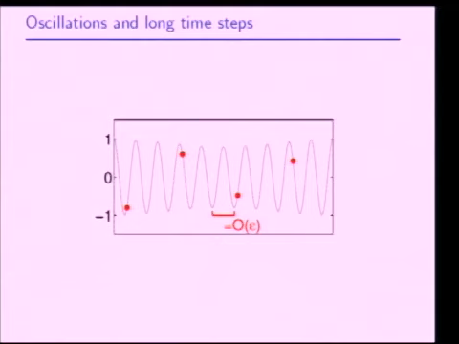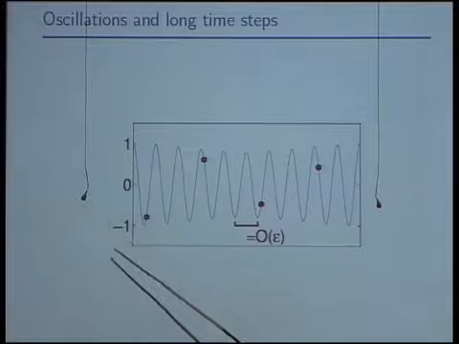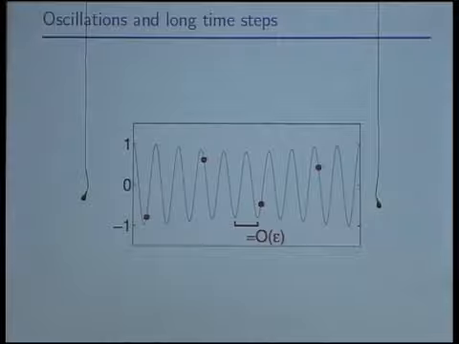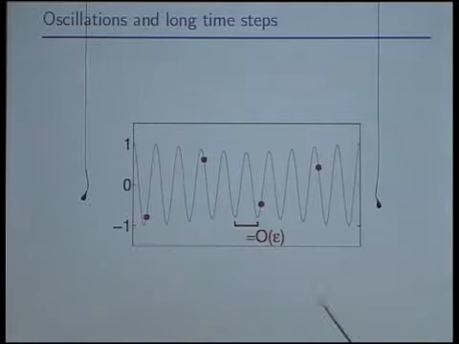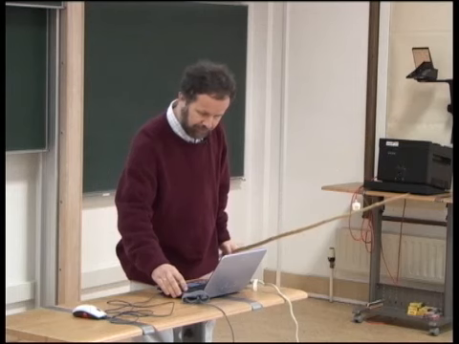So in most cases, most examples that I present later, epsilon will represent something like the wavelength of the oscillation, and we're interested in integrating at least over time intervals of length 1 or even larger. So having such large time steps, that is the goal, and having accuracy with it, that's the other goal.